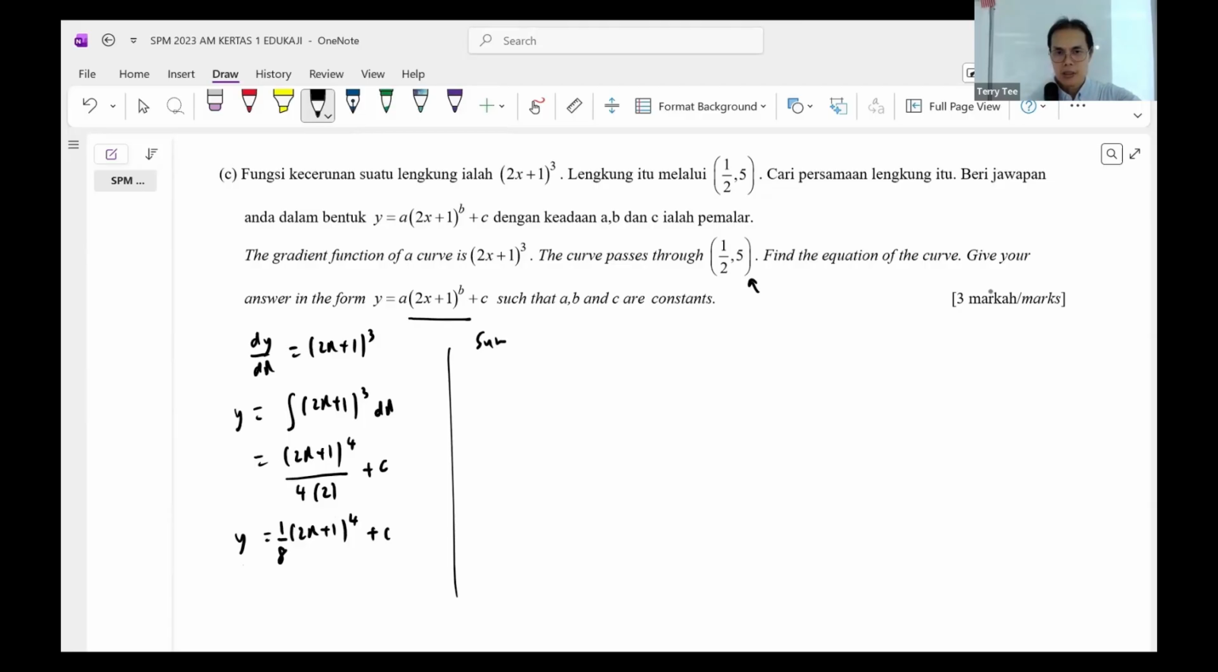So we sub in (1/2, 5). Your y is 5 when your x is a half. So this will be 2 power 4, 16. 16 times 1/8 is 2. My c is 3. Your y is therefore 1/8 of (2x plus 1) power 4 plus 3.